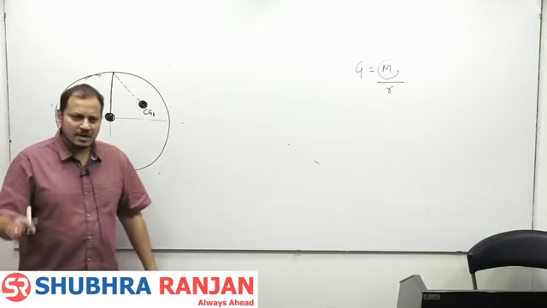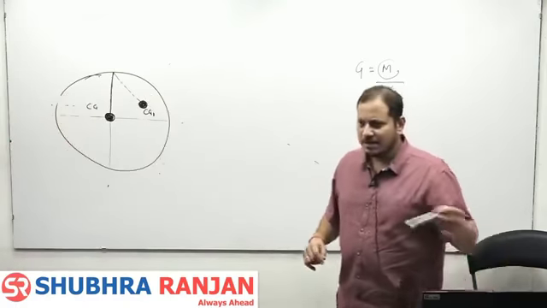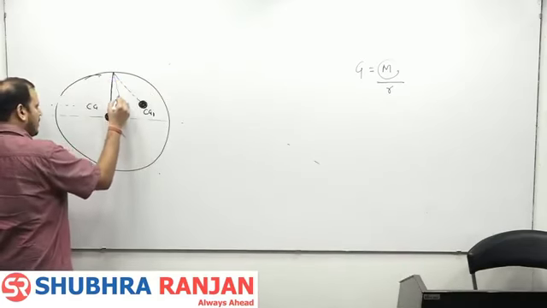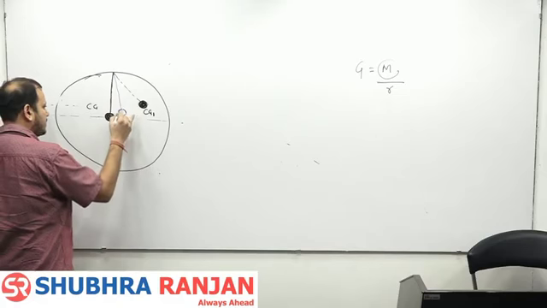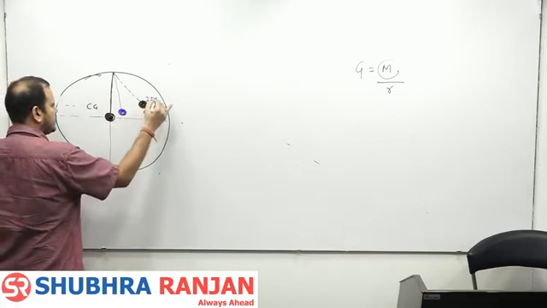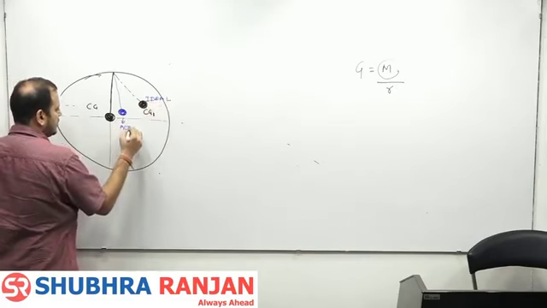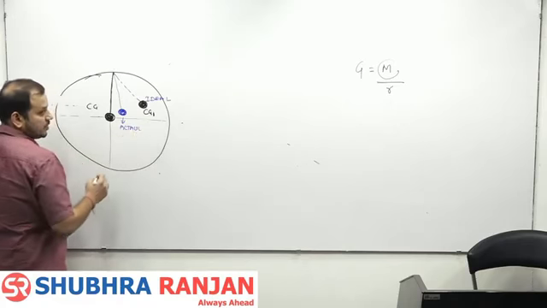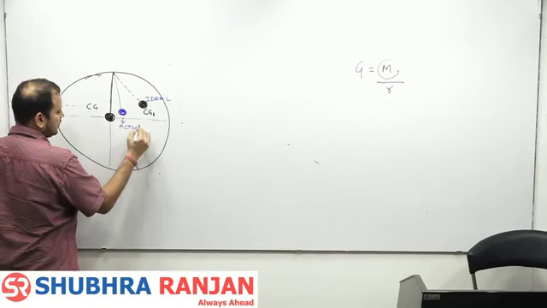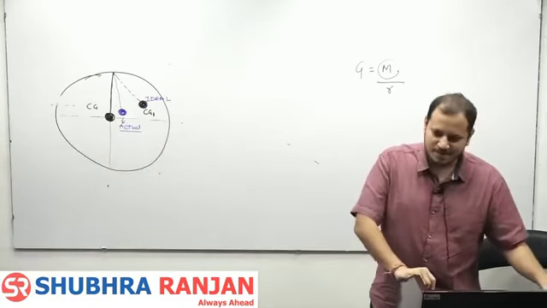Then he came to India and measured the deflection, and when he measured the deflection, the actual deflection was much less. This should be the ideal position, and this was the actual position. What does it mean? Why the deflection was less?